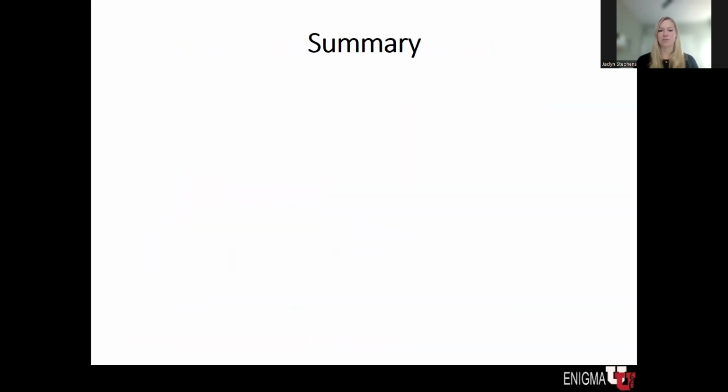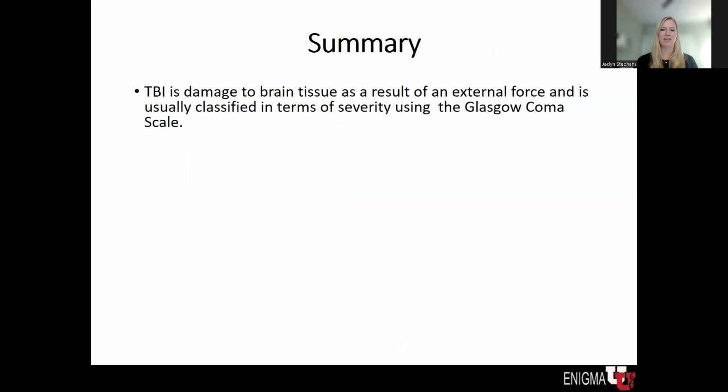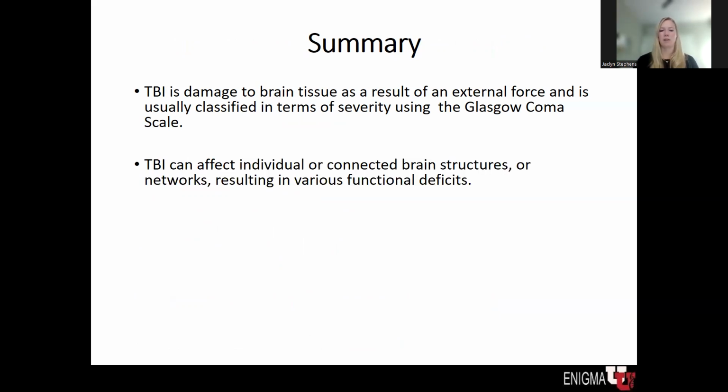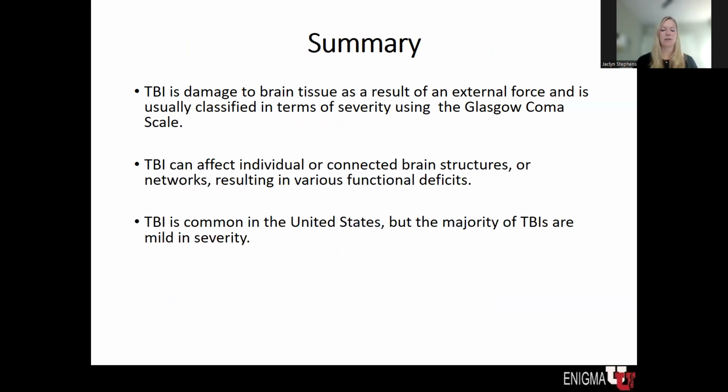All right, a brief summary of what I've shared so far. TBI is damage to brain tissue as a result of an external force and is usually classified in terms of severity using the Glasgow Coma Scale. TBI can affect individual or connected brain structures, which are called networks, and that can result in various functional deficits. TBI is quite common in the United States, but the majority of TBIs are mild in severity.